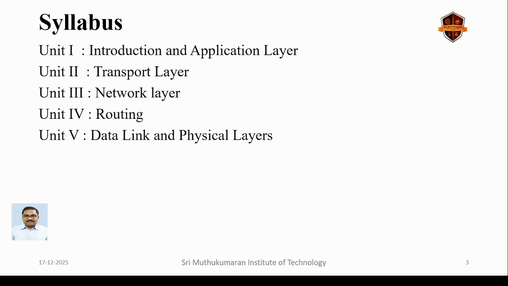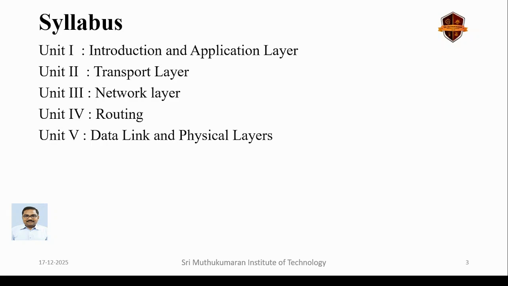Then unit 3 describes the network layer, which tells us about the various internet protocols which are used, and also about the IP addresses, version 4 and version 6. The fourth unit deals with routing, various types of routing. Routing means how the information takes a path from the source to the destination. The various types of routing include distance vector routing, link state routing, shortest path routing, etc. Then the last unit deals with the data link and the physical layers.